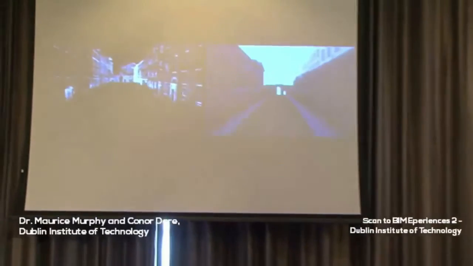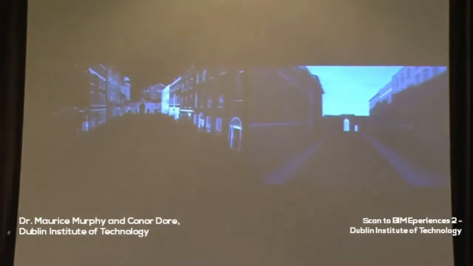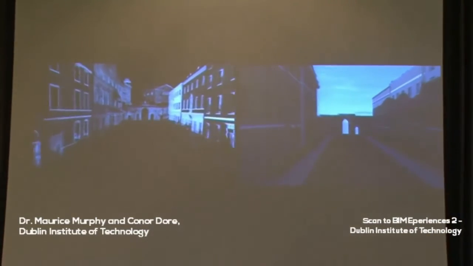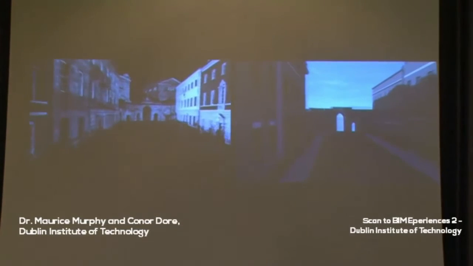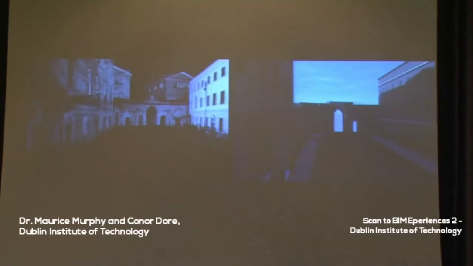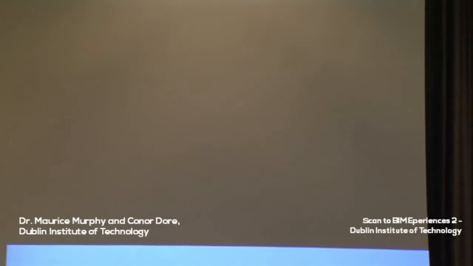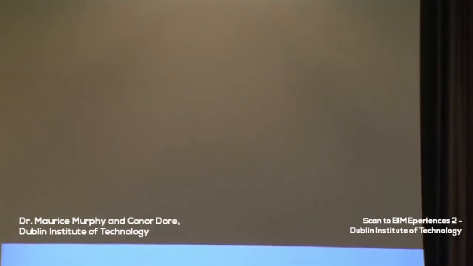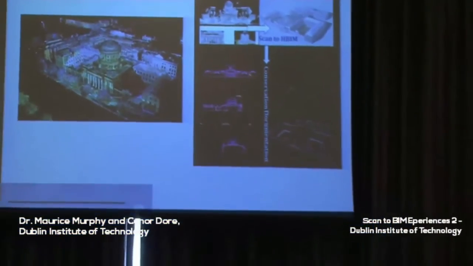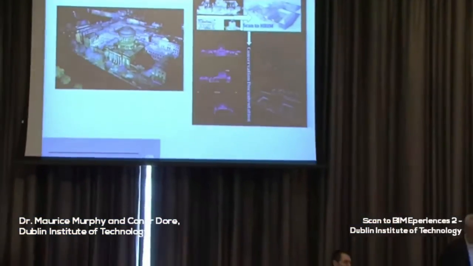First, an example of something we've been working on for about 7 years, I think. This is Henrietta Street. On your right, you have the scan, and on your left, you have the BIM model. This is typical scan to BIM for historic buildings. I want to talk about the problems in terms of scan to BIM. But first, what are we trying to do?